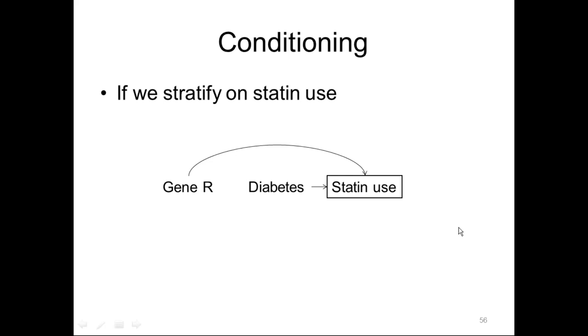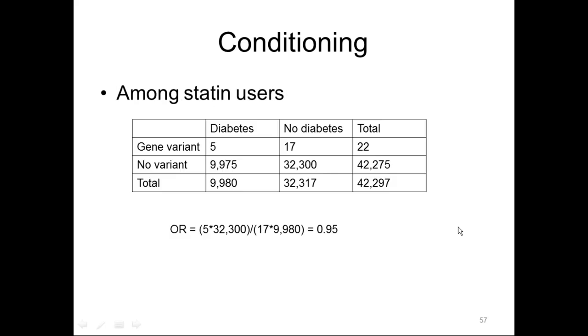So then if we stratify on statin use, the previous table was stratifying on diabetes just so that I could get those cell numbers. And then I rearranged it so that we are now stratifying on statin use. Among the statin users, our odds ratio is 0.95, right? So that's pretty close to one. It's not bad. But among our statin non-users, our odds ratio is almost two.